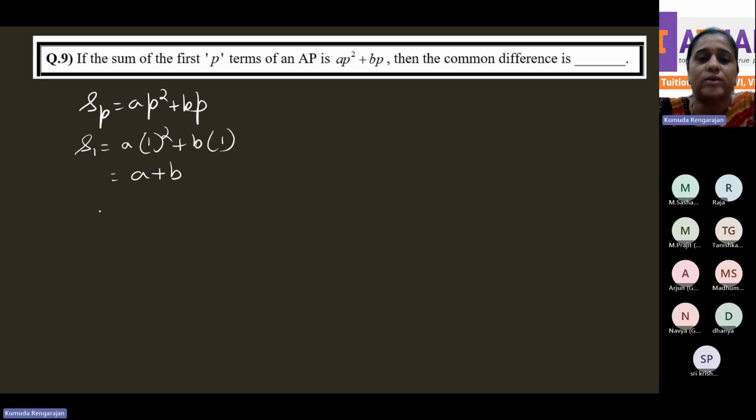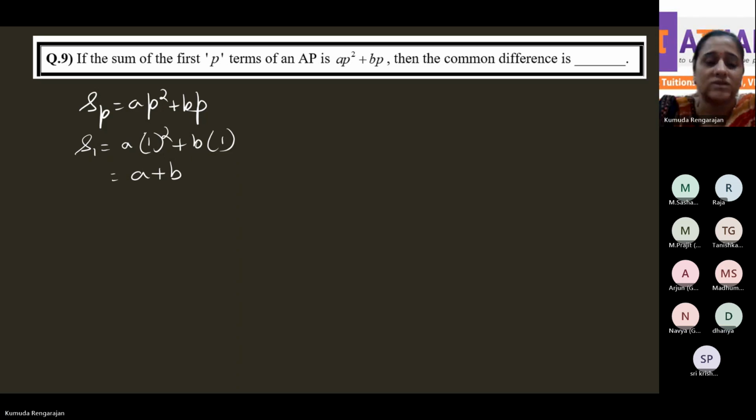How do you understand S1? S1 is nothing but the sum of first term, ma'am. Correct. But what is that? What does the sum of the first term represent? The first term itself, right?